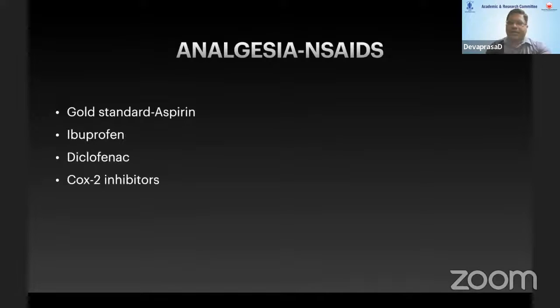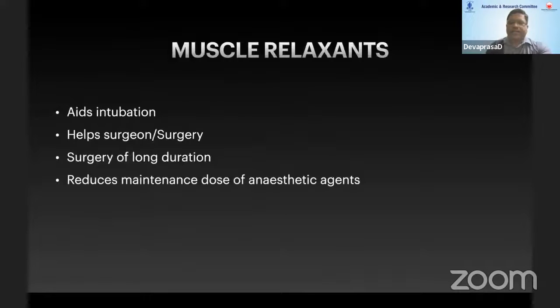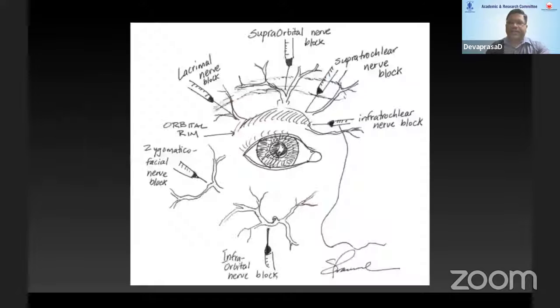Analgesia is also given by non-steroidal anti-inflammatory drugs. The gold standard is aspirin, followed by ibuprofen, diclofenac, and COX-2 inhibitors. Also by opiates, in which morphine plays a very important role, followed by fentanyl and remifentanil, which are ultra short acting. Muscle relaxants, in general, aid in intubation and help the surgeon, and if the surgery is of long duration, they reduce the maintenance dose of anesthetic agents.